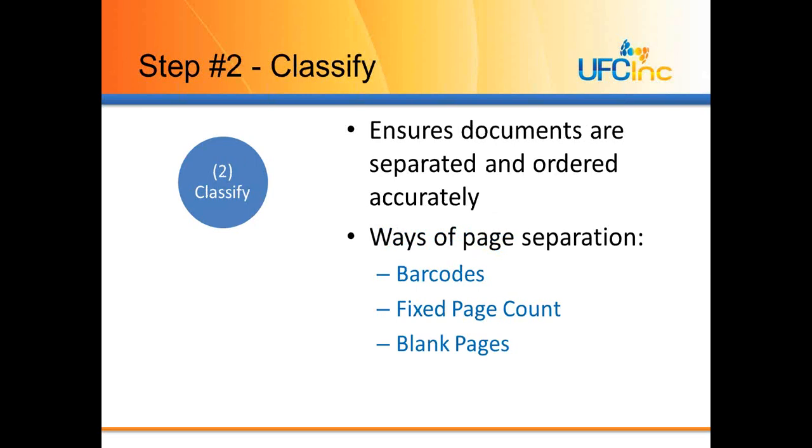Step number 2 is classifying documents. What this does, it ensures that documents are separated and ordered accurately. Now, there are a couple ways to separate pages, and some common ways that organizations do this are, one, by using barcodes, either barcode sheets that separate different types of documents or barcodes on documents. The second way of doing this is using fixed page counts. So I can tell if my invoice is 3 pages and my shipping receipt is 2 pages. I can use that fixed page count to understand when documents are separated. And thirdly are blank pages. Some organizations just simply use blank pages in between documents, and that's their way of separating them. So those are some common ways that documents are separated.